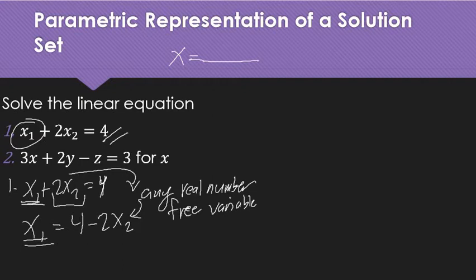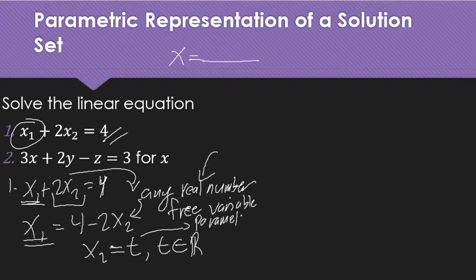In fact, infinitely many, because we can use any real number. So to show that this equation has infinitely many solutions, we have to let x sub 2 be a symbol that can represent any real number. It's usually the letter t. Then we write this variable t is an element of the set of real numbers, which means that x sub 2 can be any number t which is a real number. And we call this our parameter.